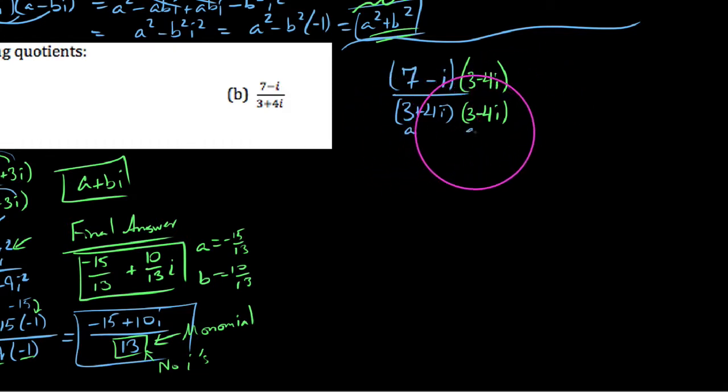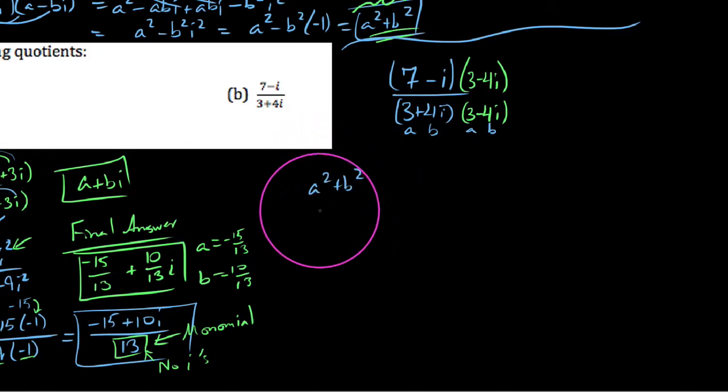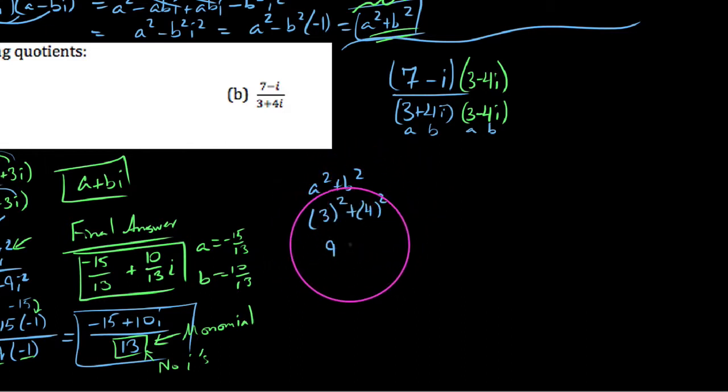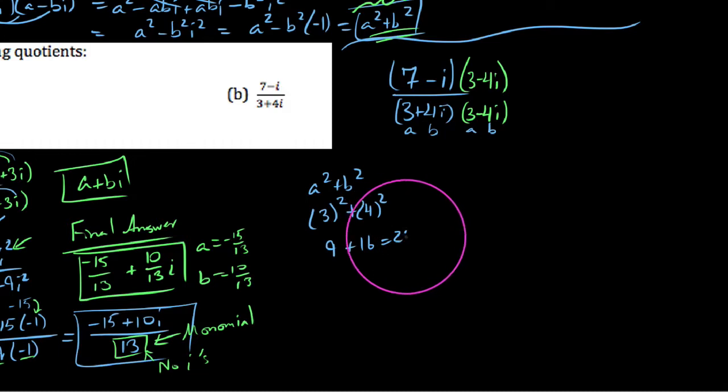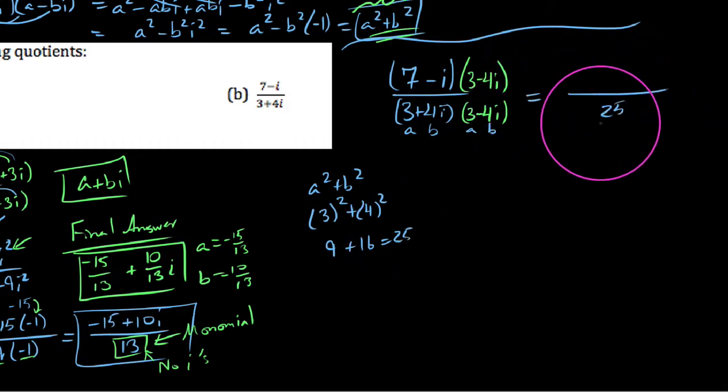In terms of the quick way, I recognize in the denominator that our a is 3 and our b is 4. So when I multiply these conjugates, I'm going to get a squared plus b squared, which is 3 squared plus 4 squared, which is 9 plus 16, so I'm going to get 25. To do this the quicker way is to find that first and just say I know this is all over 25.